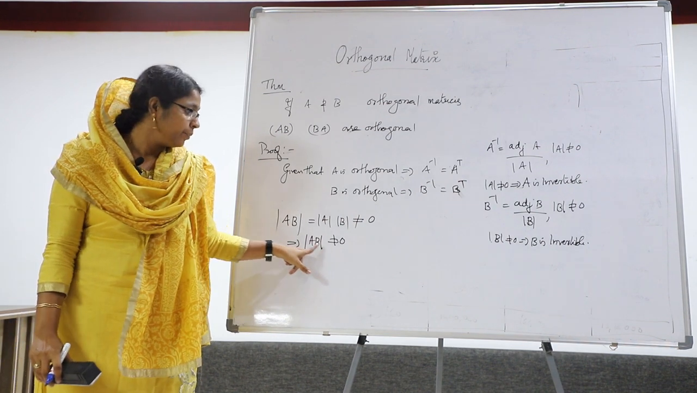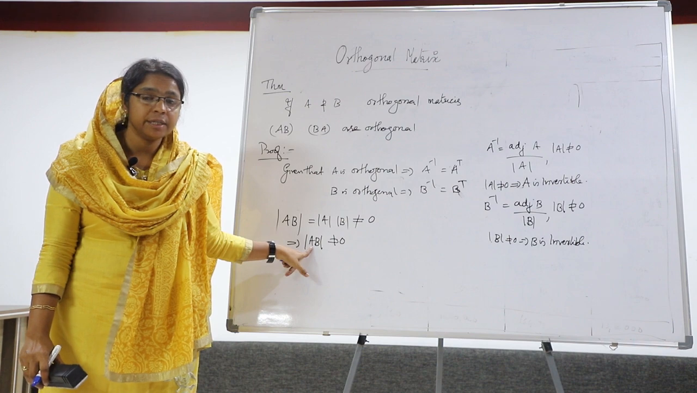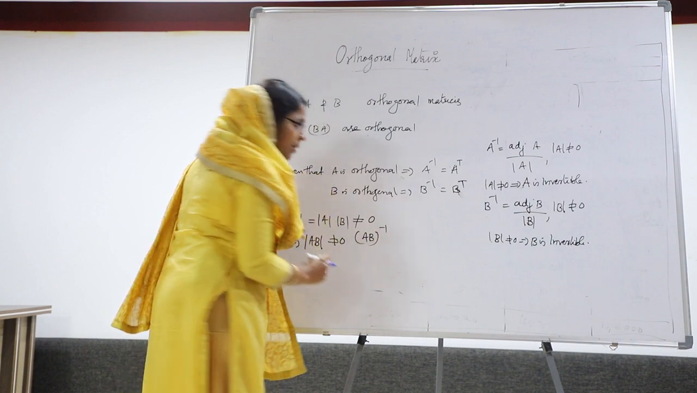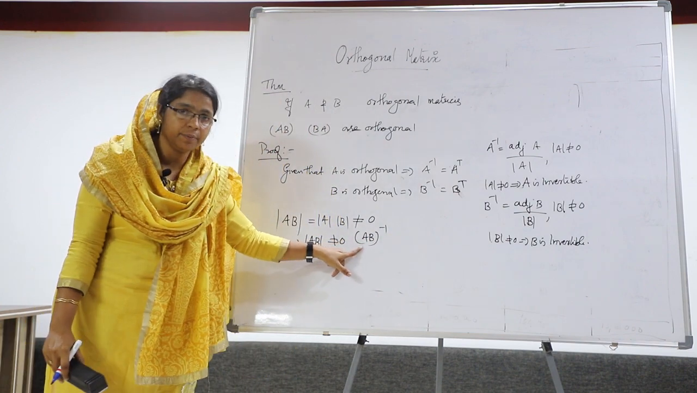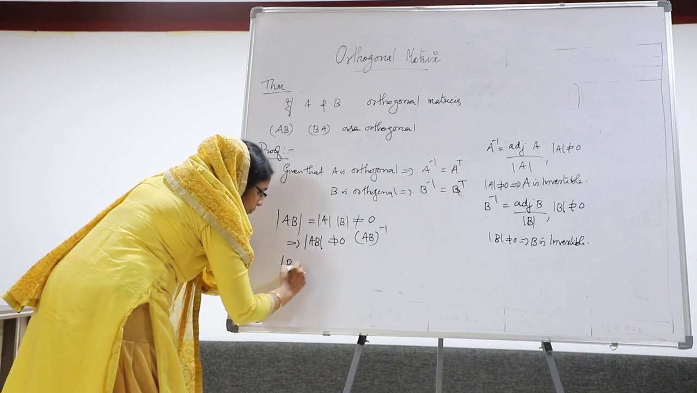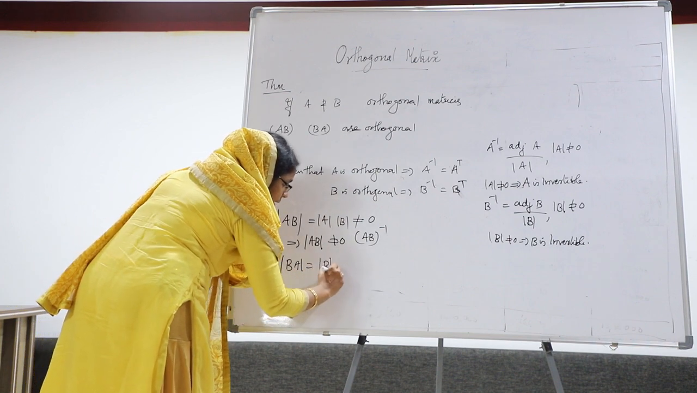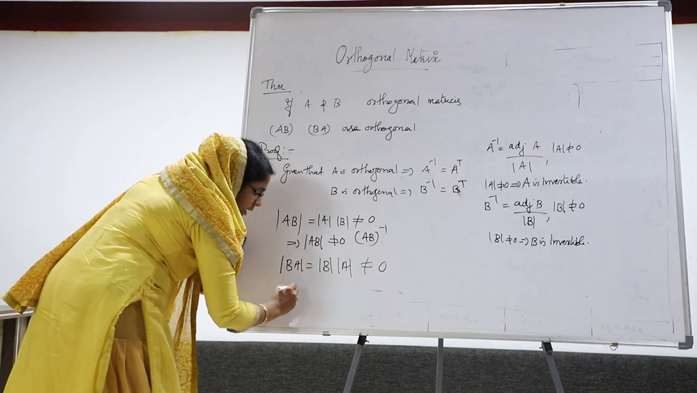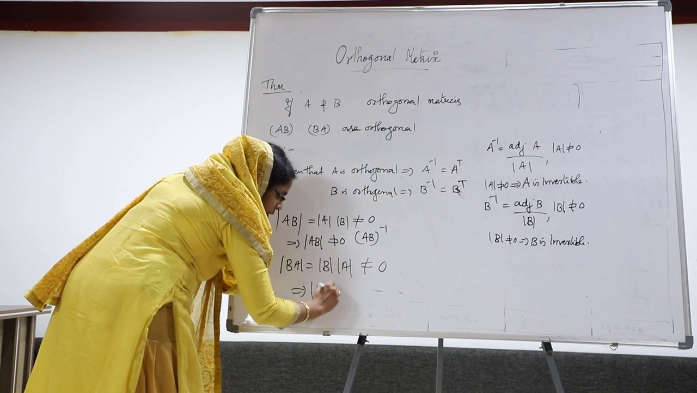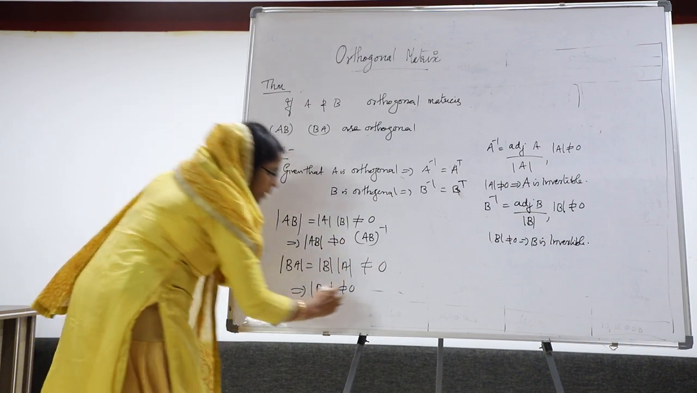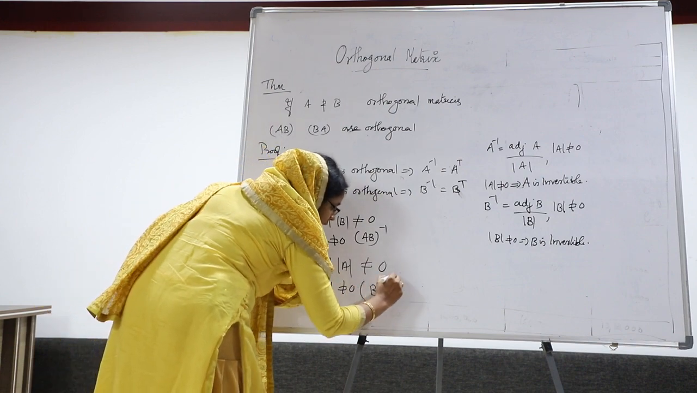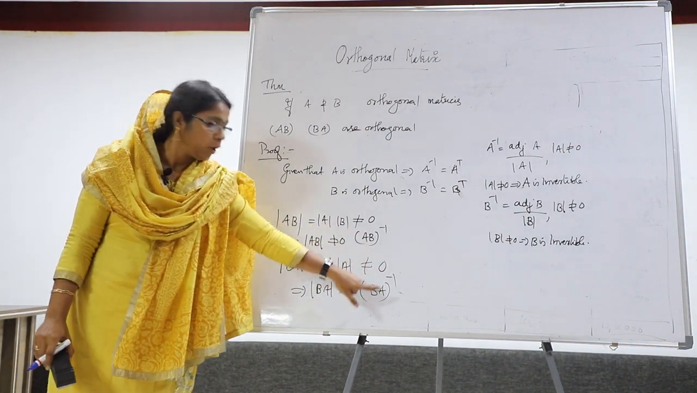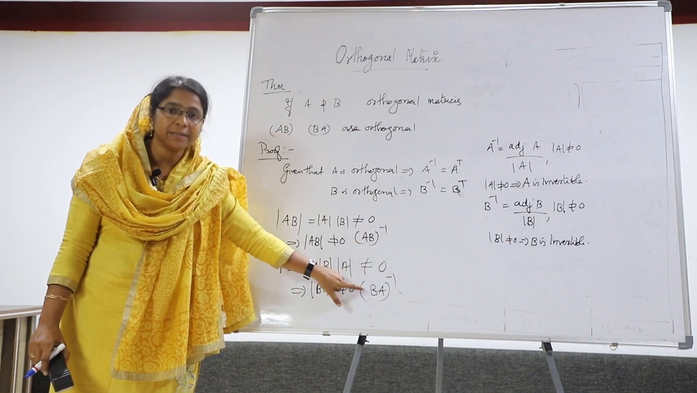Therefore, the AB inverse exists. Determinant AB not equal to 0, then AB inverse exists. So, AB is invertible. Similarly, we can say that determinant of BA is equal to determinant of B into determinant of A, and that is also not equal to 0. Therefore, BA inverse also exists. So, product AB is invertible, product BA is invertible, both inverses exist.